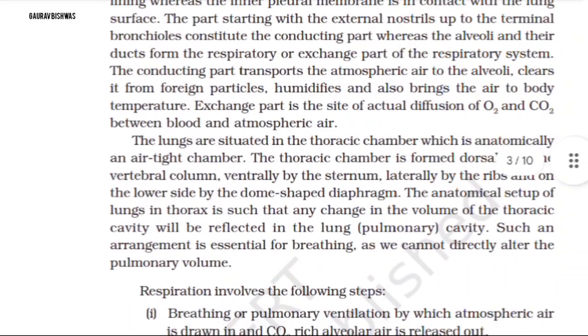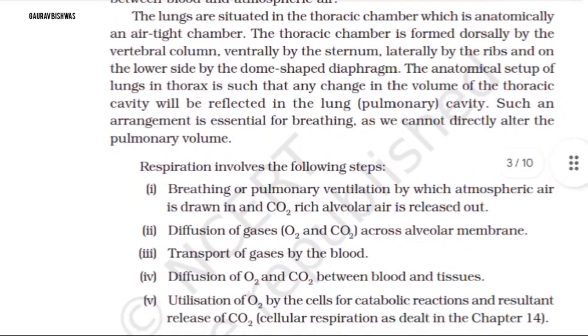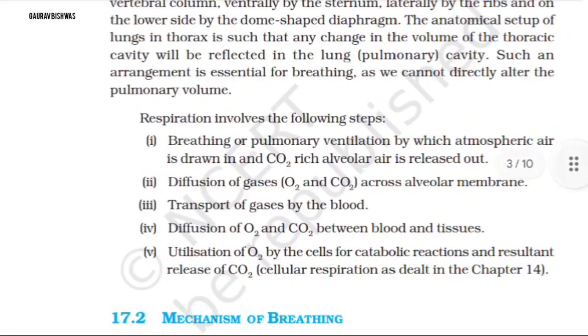The lungs are situated in the thoracic chamber, which is anatomically an airtight chamber. The thoracic chamber is formed dorsally by the vertebral column, ventrally by the sternum, laterally by the ribs, and on the lower side by the dome-shaped diaphragm. The anatomical setup of the lungs and the thoracic chamber is such that any change in the volume of the thoracic cavity will be reflected in the pulmonary cavity. Such an arrangement is essential for breathing, as we cannot directly alter the pulmonary volume.